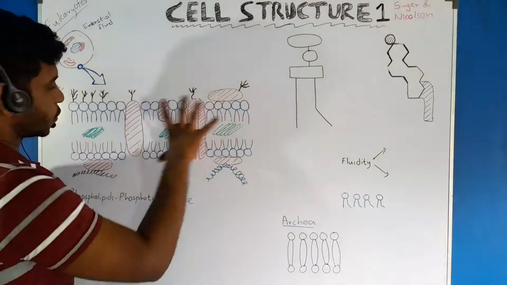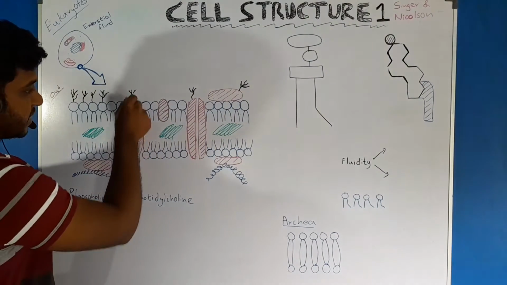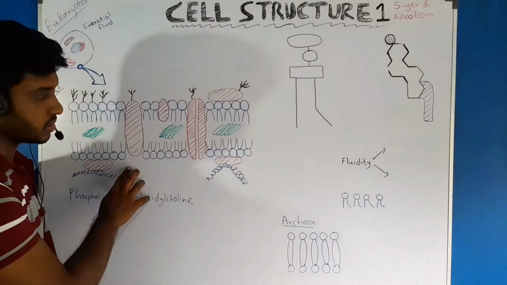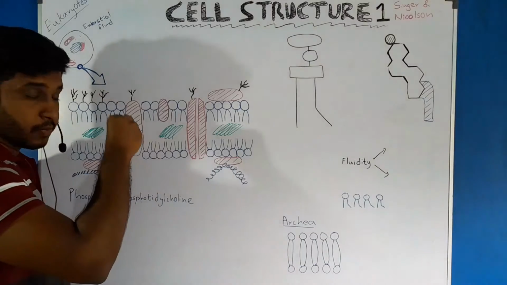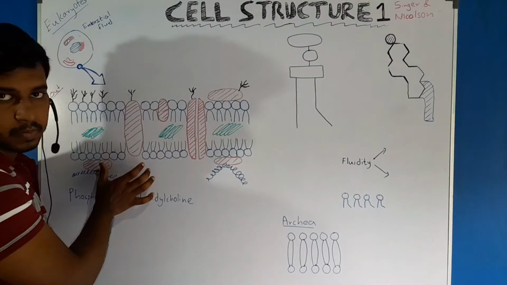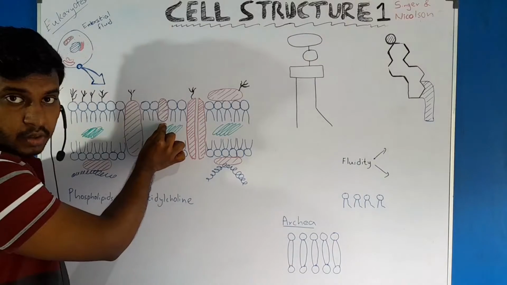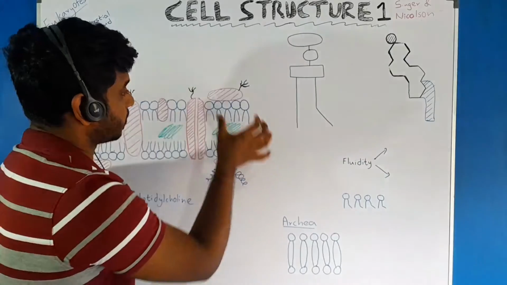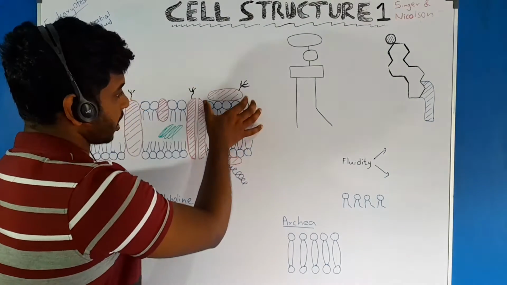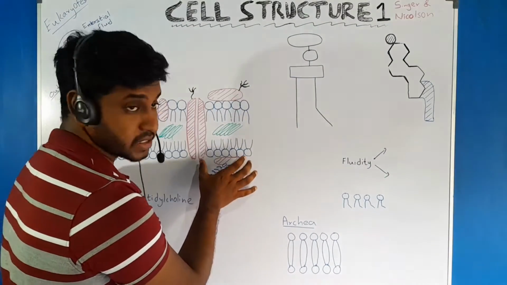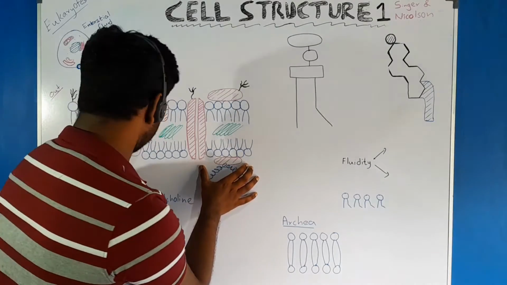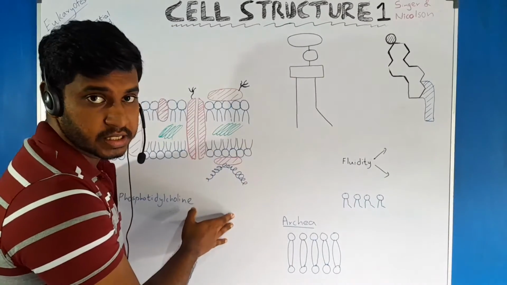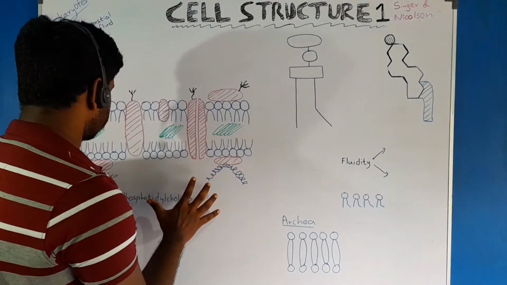In between these two layers, you can see these red color molecules embedded. These are proteins. Some proteins penetrate both layers of the plasma membrane. Some proteins penetrate only one. And some proteins don't penetrate the lipid bilayer. They are only lying on the surface of the phospholipids. Right? So you can understand there are various kinds of proteins in the plasma membrane.